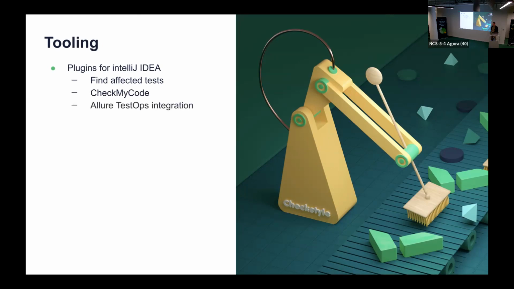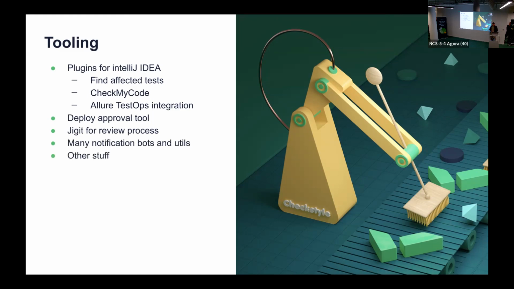Allure TestOps integration for muting, etc. Also, we developed a deploy approval tool, which helped us significantly decrease manual work during deploy. This tool notifies owners about failed tests during deploy, and as I said, reduces manual work. Git for review process decreased time of reviewing, and Sasha again will cover results after this implementation. This tool, many notification bots, utils, and other stuff.